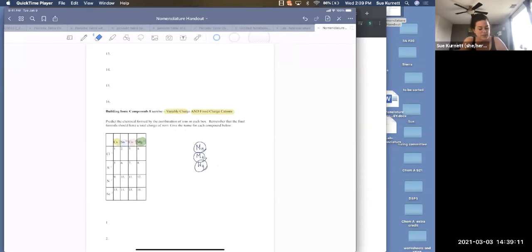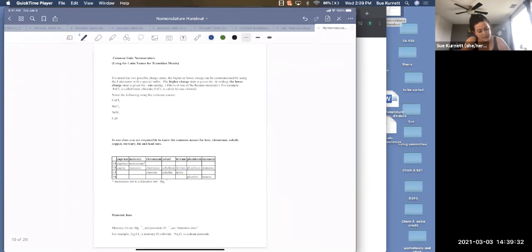Okay, so whether you state the charge or not depends on where it is on that periodic table. Do we know what the fixed charge is? Or is it variable? There's more than one choice. And then you're just combining things in a way where cation plus anion adds to 0, just like we did before.